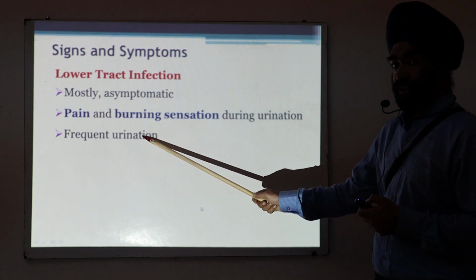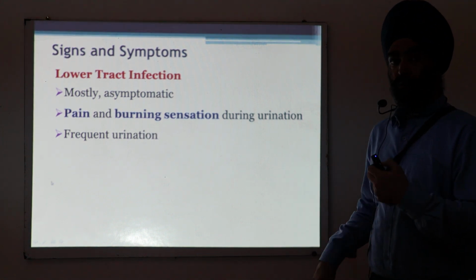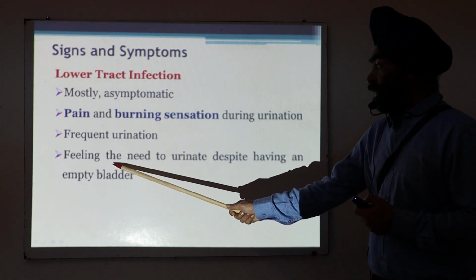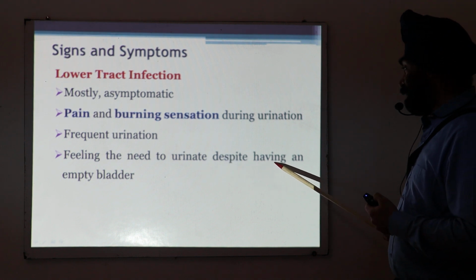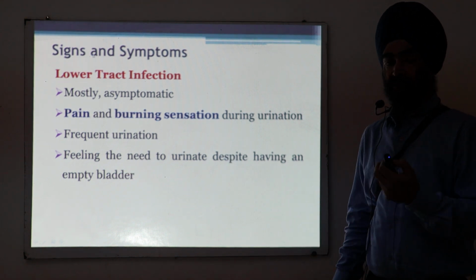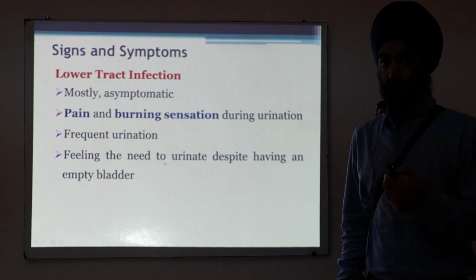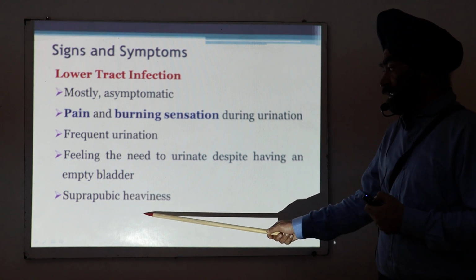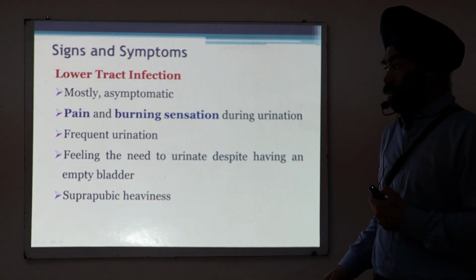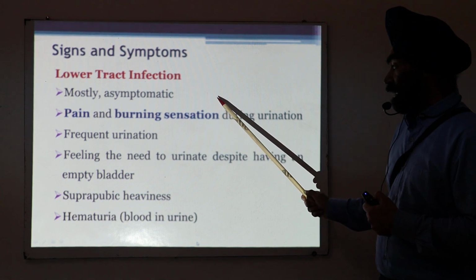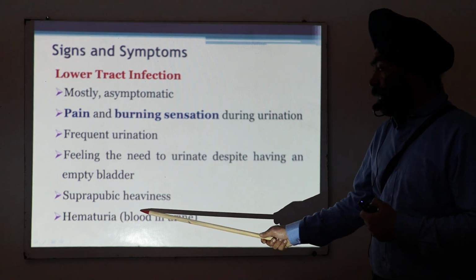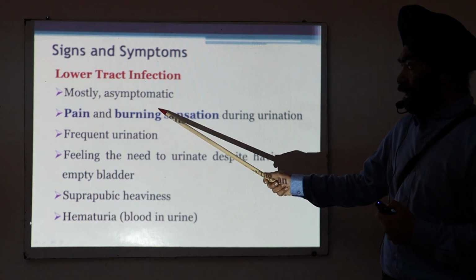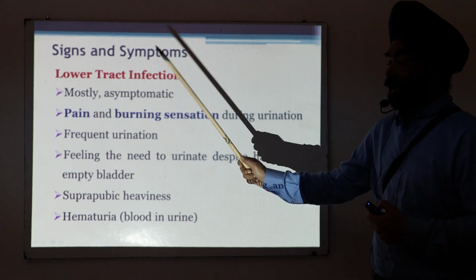Then frequent urination, the tendency to go for urination is increased. Then one more thing, the feeling of a need to urinate despite having an empty bladder. Bladder is not filled, even then the person feels an urge to go for urination. Suprapubic heaviness, there is a heaviness in the pubic region. And sometimes in severe conditions, blood may also come in the urine. This is in severe conditions, not in the normal condition. So these are the local symptoms in lower tract infection.